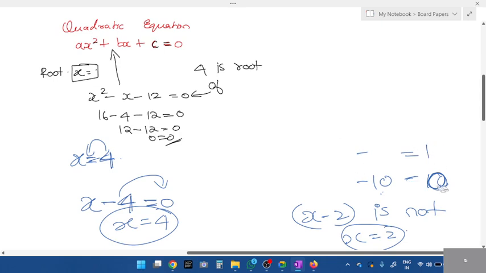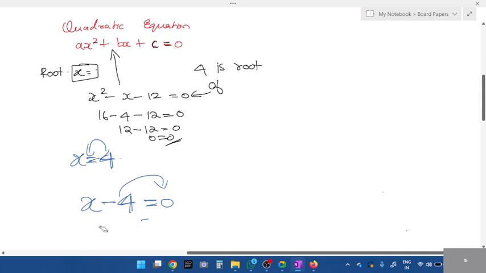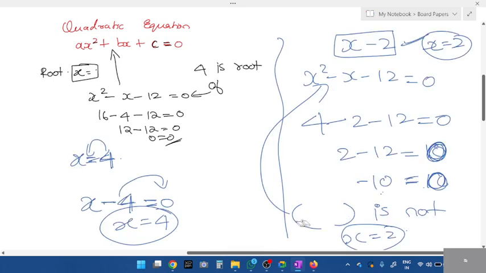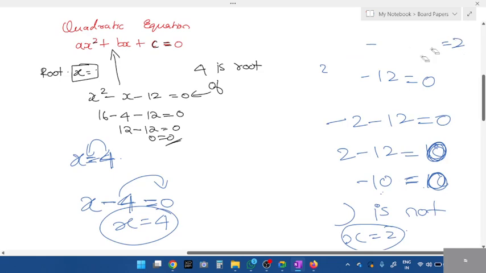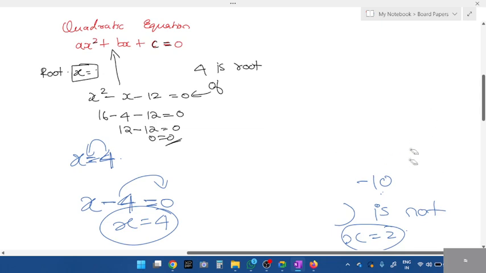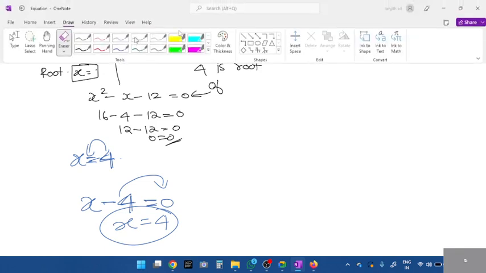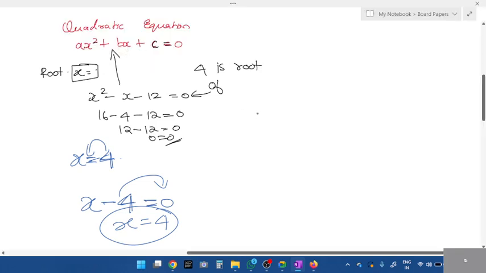Based on this root, we have three types of root questions. Do one thing: just copy this, students. Write quadratic equation on that formula page. Write the formula. Substitute x = 4 in this equation.